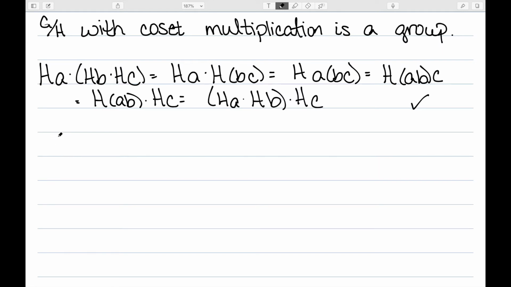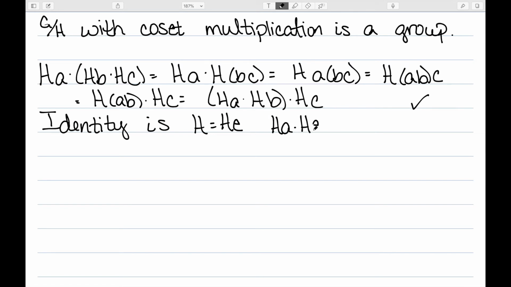We also need an identity element. The identity element is just the normal subgroup, or H times the identity. And this is because if I have some coset Ha times the coset He, that's the same thing as Hae, which is the same thing as Ha, which is exactly what we need for the identity.